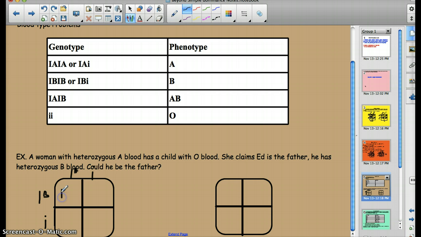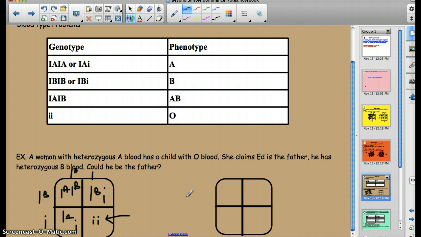So when you cross this, you get a child that has AB blood, one that has B blood, one that has A blood, and one that has O. So the question doesn't ask for a genotype, it simply asks, they have a child with O blood, so could Ed be the father? And right here, yes, he could be the father.